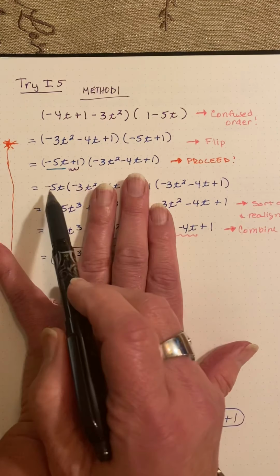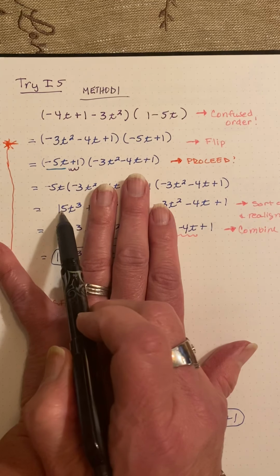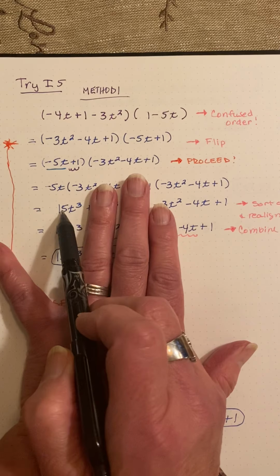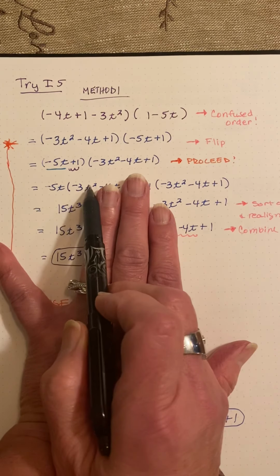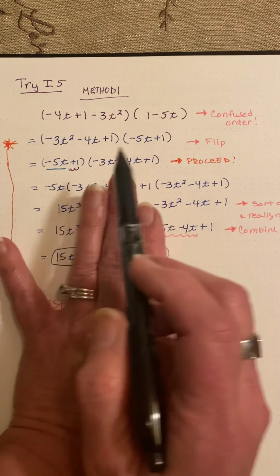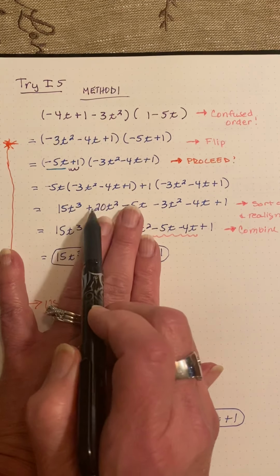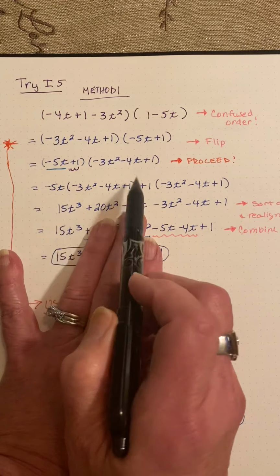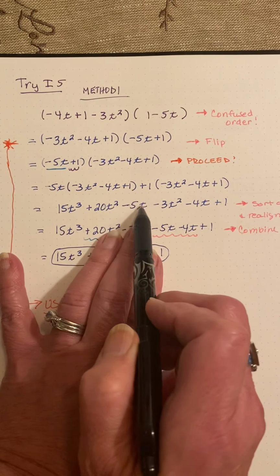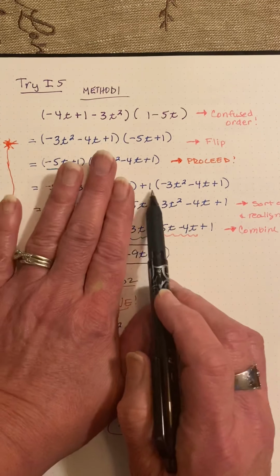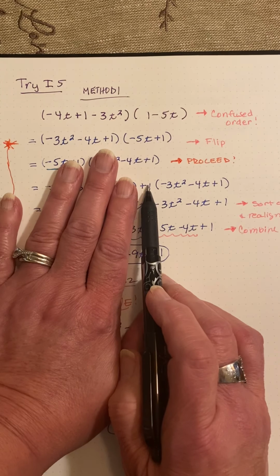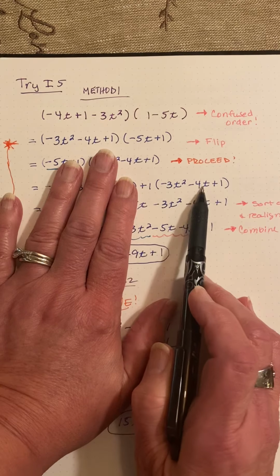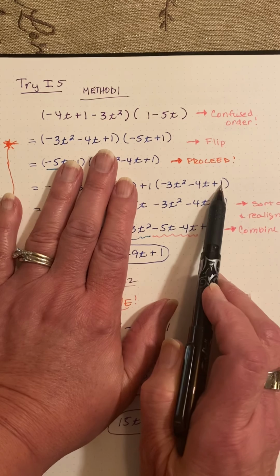And now I just go ahead, negative 5 times negative 3 is positive 15t to the third, t cubed. Negative 5 times negative 4 is positive 20t squared. Negative 5 times positive 1 is minus 5t. Now I'm multiplying by a positive number, so my first thing is going to be negative, my second thing is going to be negative, and my last thing is going to be positive.